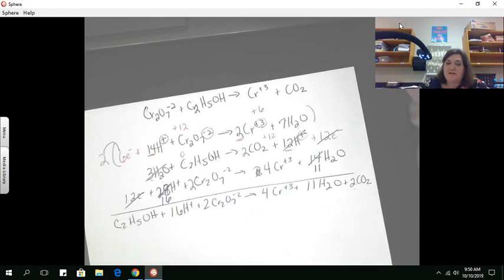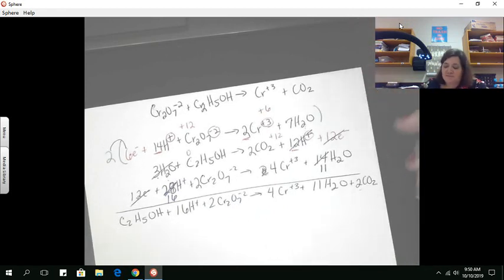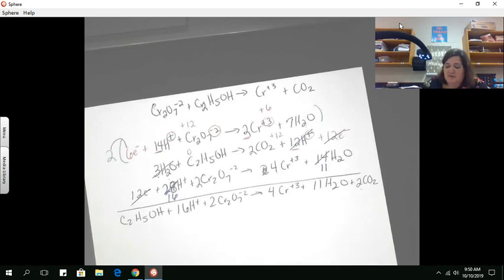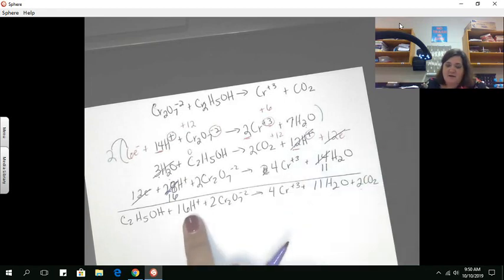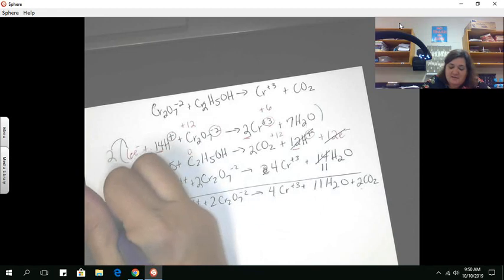So that's what we've been doing with acidic solution. Now for a basic solution, there's just one more step. We go through all the steps we just did, and once we've balanced in an acidic solution, then we add enough hydroxide ions to be equal to the number of hydrogen ions. So since I have 16 hydrogen ions, I add 16 hydroxide ions.